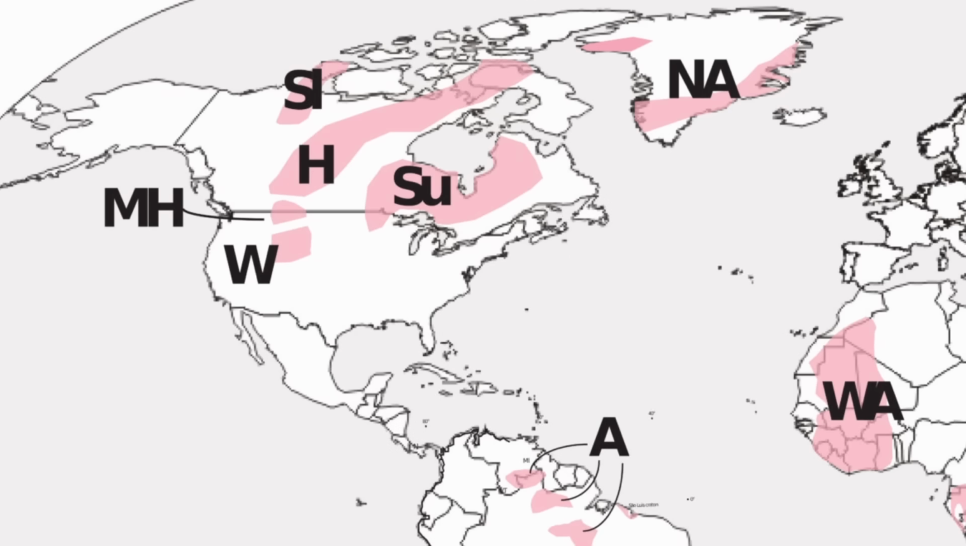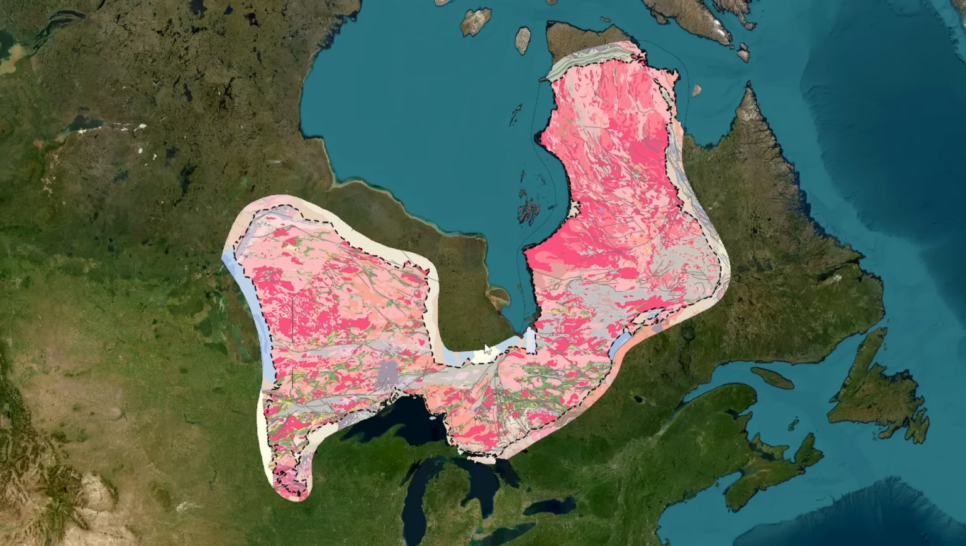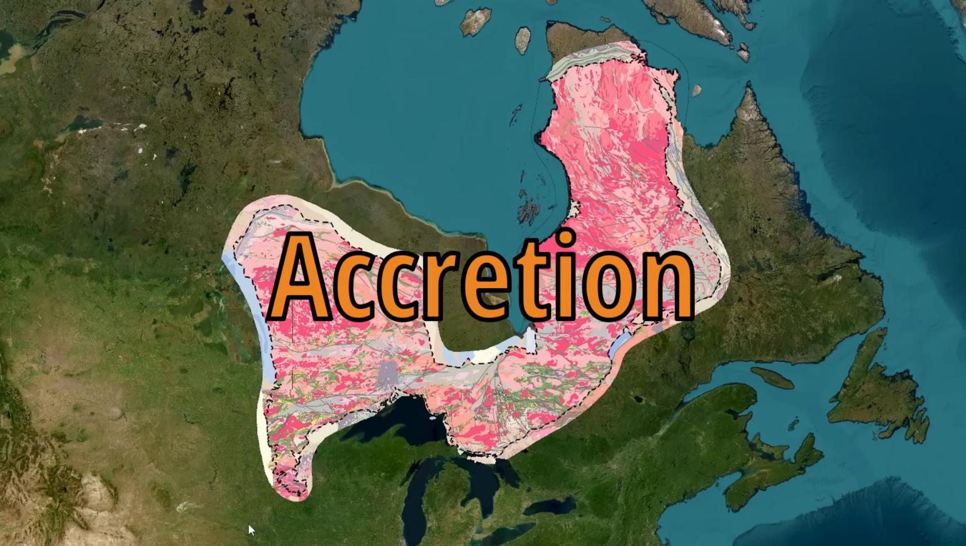And one of these cratons pictured on this map has the abbreviation SU. It is known as the Superior Craton. This Superior Craton covers a vast area of more than 1.5 million kilometers squared, and it spans from Labrador to South Dakota. However, obviously, this craton did not form the size that it is today. Instead, it built up in a process known as accretion.